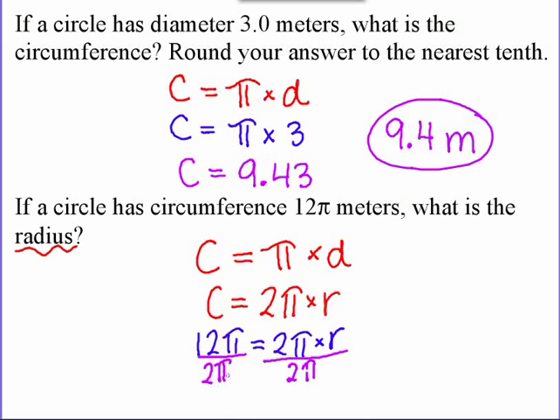Now when I do that, on the left side, 2 goes into 12 6 times. My pi's cancel. On the right side, the 2 pi's cancel, and you're left with r equals 6. You do need your label, which is meters. And that's it. Questions?